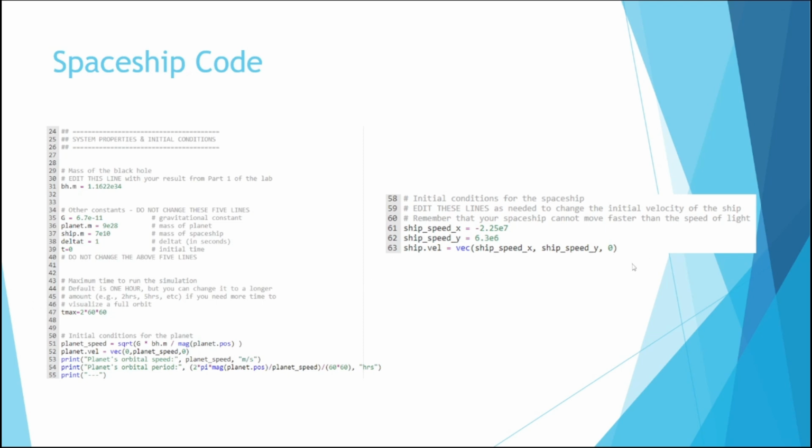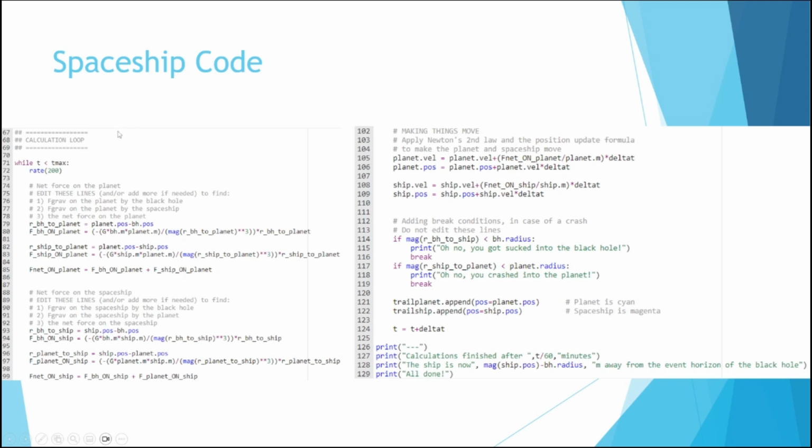Right here we have the velocity of the spaceship, which is what we are looking for, and we used a guess and check method to figure out what the right initial velocity was. With those, it then went into a calculation loop where we had a constant calculation of the distance from the black hole and ship to the planet and from the black hole and planet to the ship.